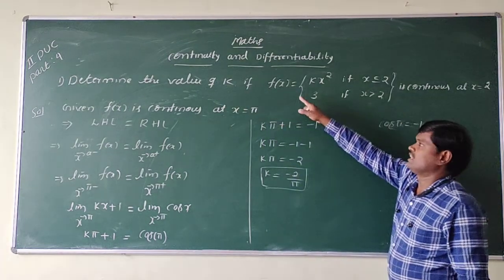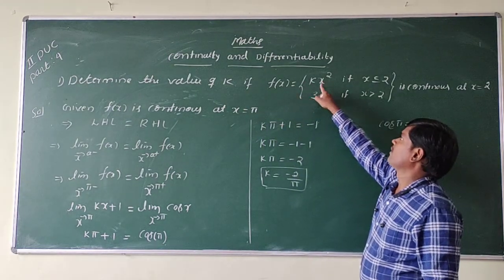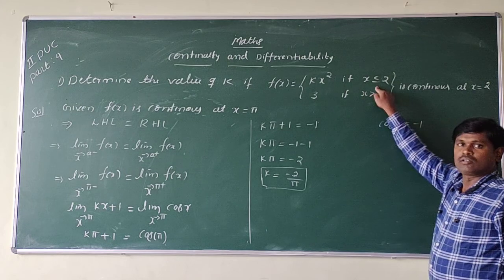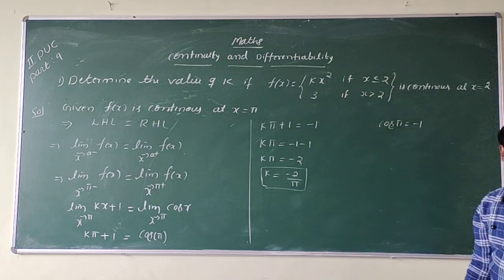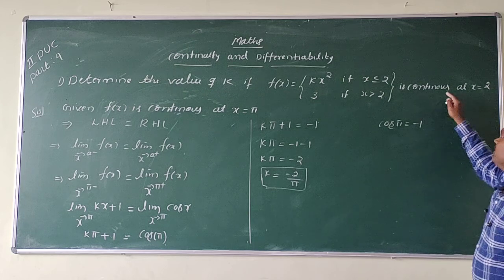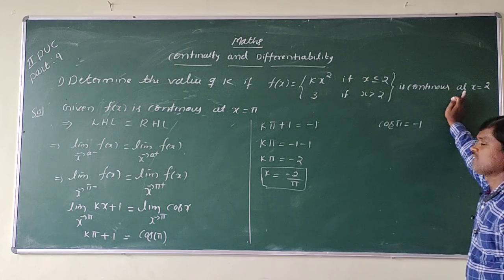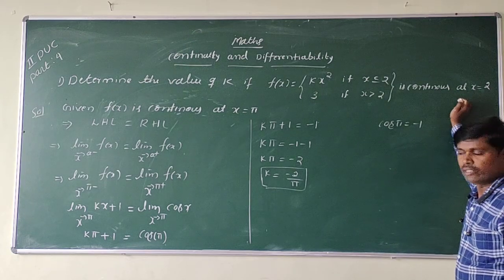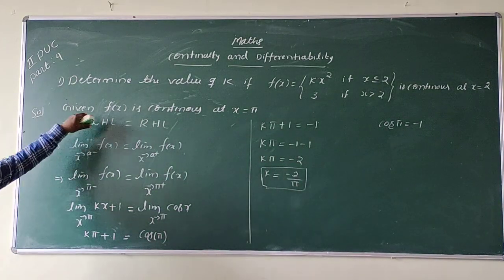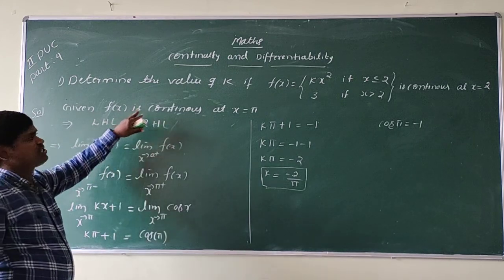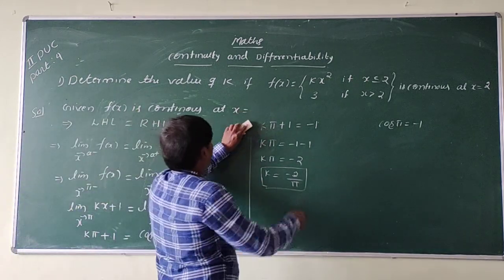So the given function is like that. f of x is equal to kx square if x is less than or equal to 2, and f of x is 3 if x is greater than 2. The given function is continuous at x is equal to 2. So again, solution. Given f of x is continuous, that means the given function is continuous at x is equal to 2.